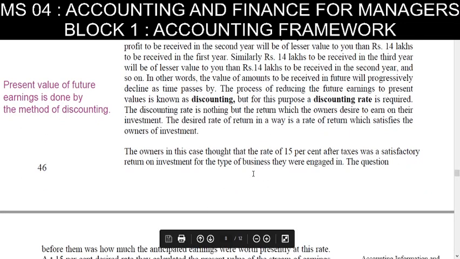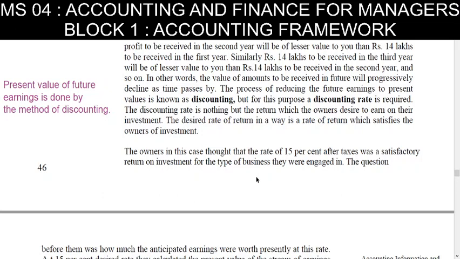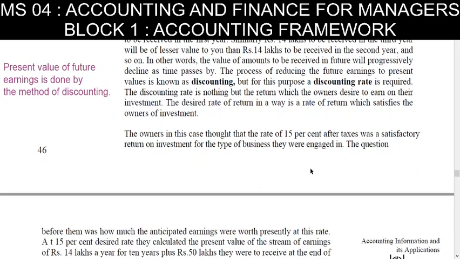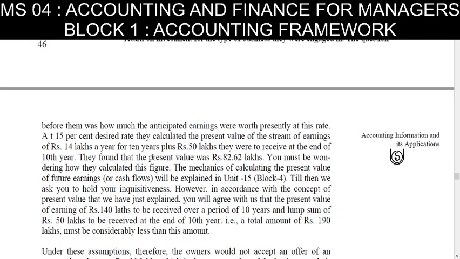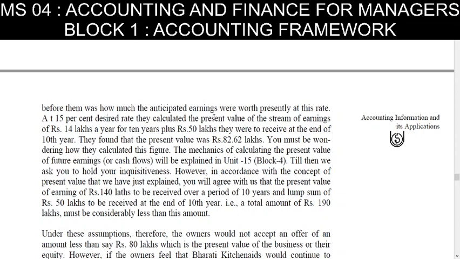The owners in this case thought that the rate of 15% after taxes was a satisfactory return on investment for the type of business they were engaged in, which means they want a discount rate of 15%. The question before them was how much anticipated earnings were worth presently at this rate. At 15% desired rate, they calculated the present value of a stream of earnings of 14 lakhs a year for 10 years and 50 lakhs at the end they were to receive.